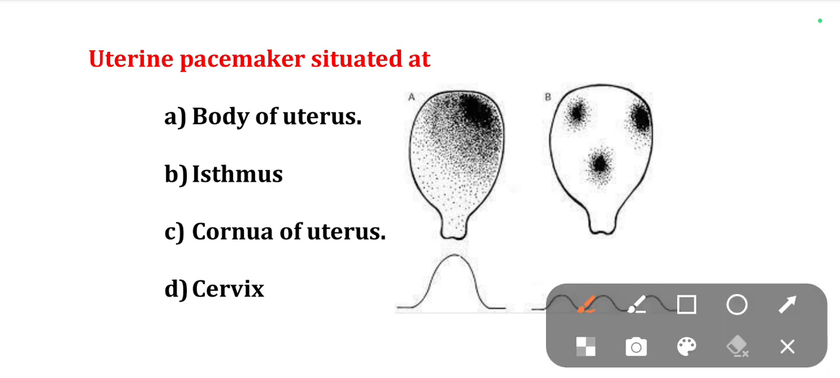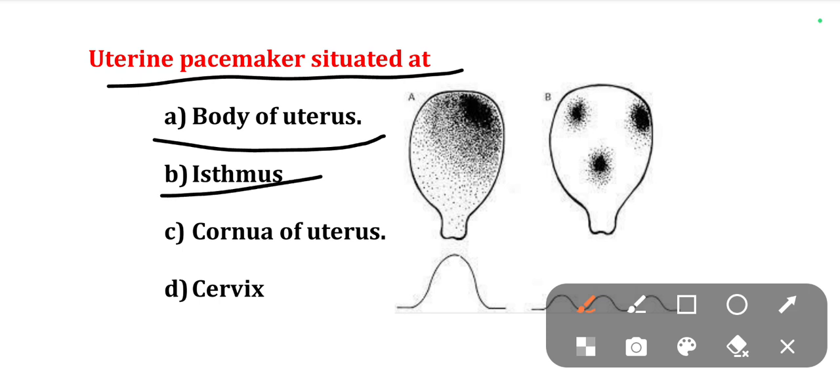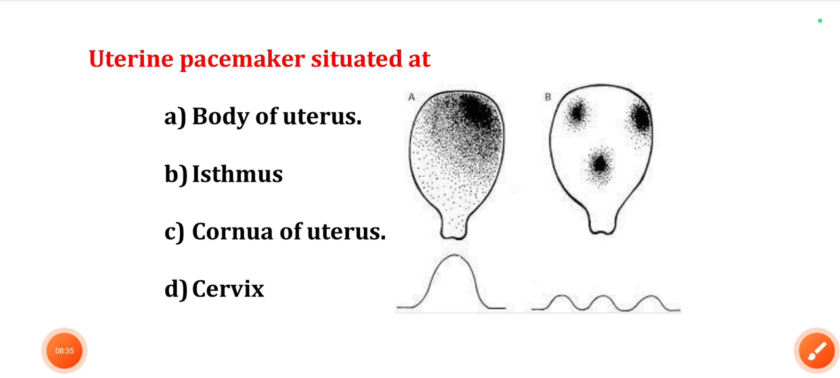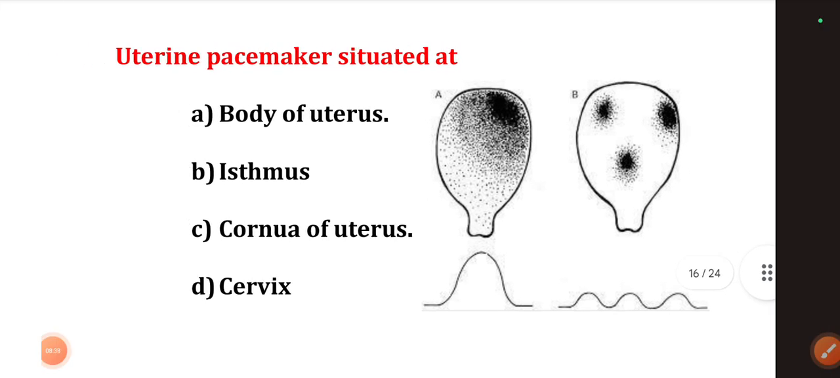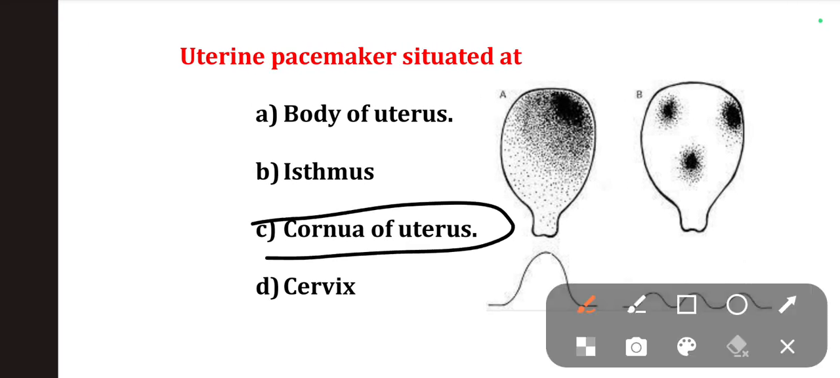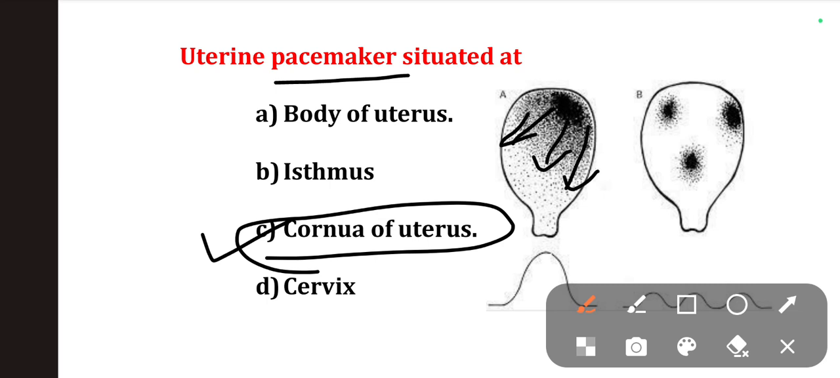The next one is uterine pacemaker situated at, options: body of uterus, isthmus, cornua of uterus, and cervix. The right one is cornua of uterus. Option C is the right one. So in the uterus, you can see a dark color. So it means the pacemaker, which produces the electrical impulses to contract the uterine wall to expel the baby.